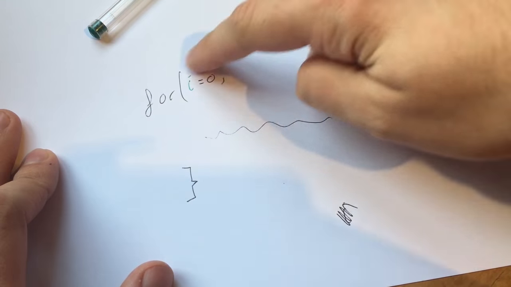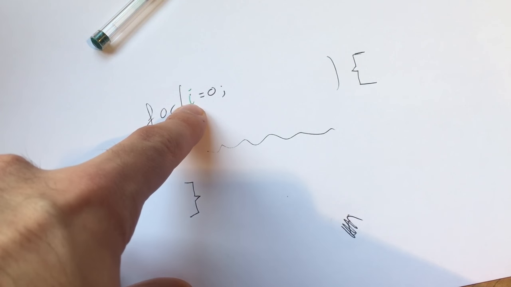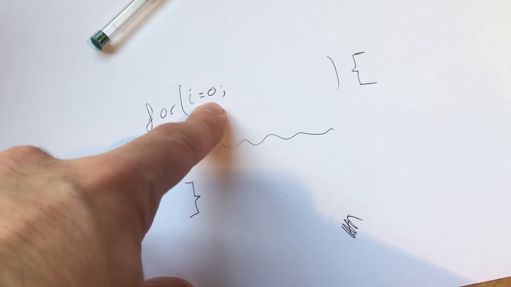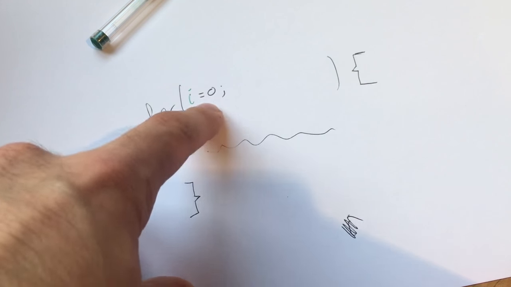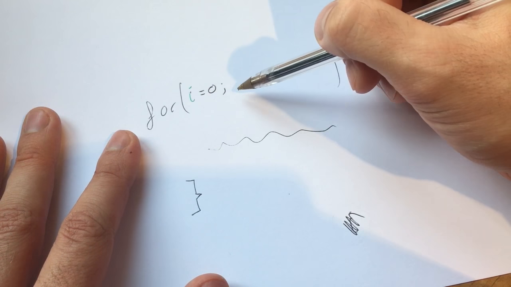And that there is the first part of the for loop. So all that's saying is we're starting the for loop at 0, which is fairly logical really. If you're going to start counting, you'd normally start at 0. There are some exceptions to that, which I'll go over later.